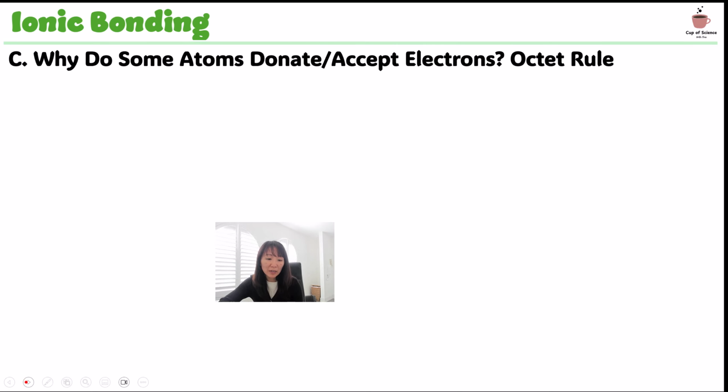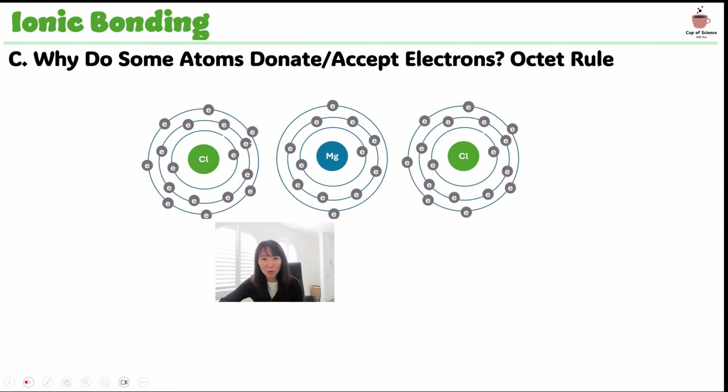Well, let's look at an example of magnesium and chlorine. Here's magnesium. Its valence electron count is 2. Chlorine's valence electrons, there are 7. So does this chlorine.